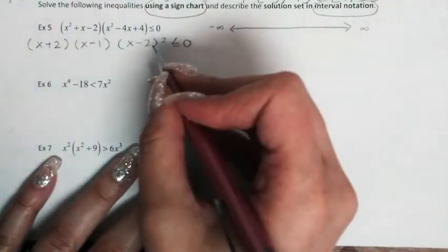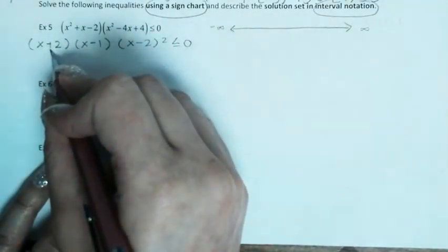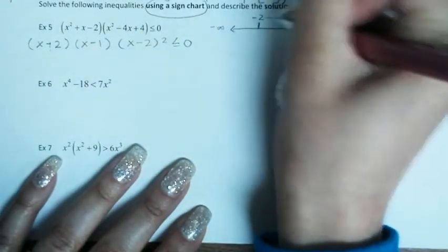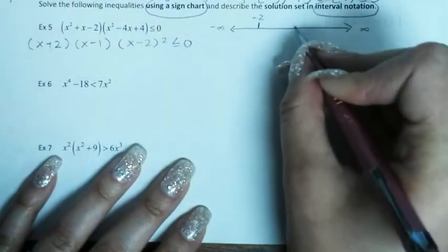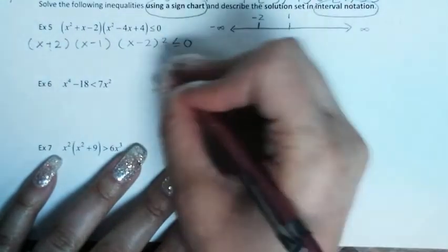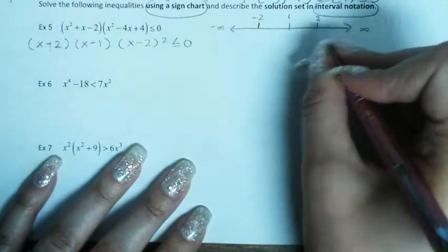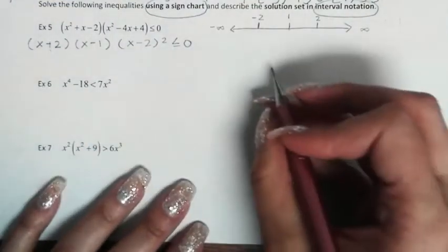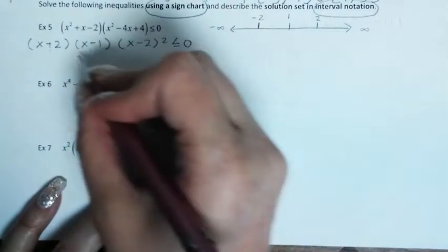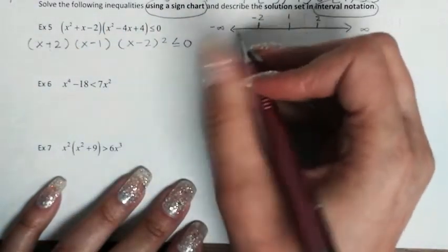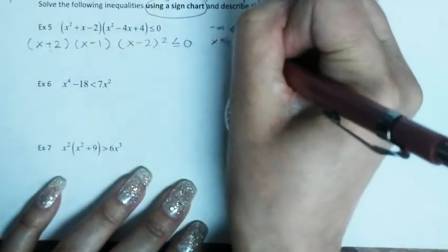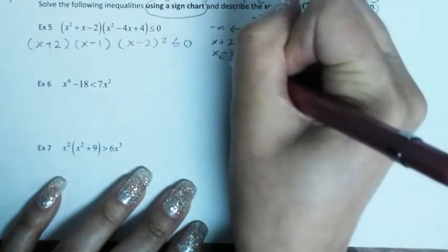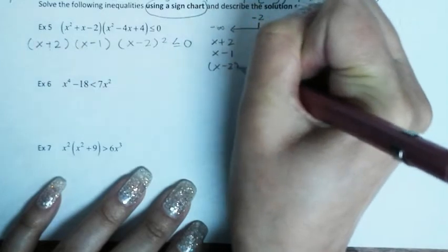Well, the roots. Here, my first root, it's pretty clear that it's negative 2. So I just write here my negative 2. The second root that you have there is going to be the 1. The third root that you have over there is the 2. Those are going to be your important points here. After that, what you need to write here are the factors that you have. In this case, my first factor is x + 2, the second factor is x - 1, and the third factor is (x - 2)².